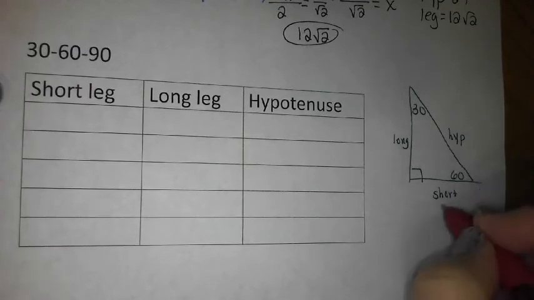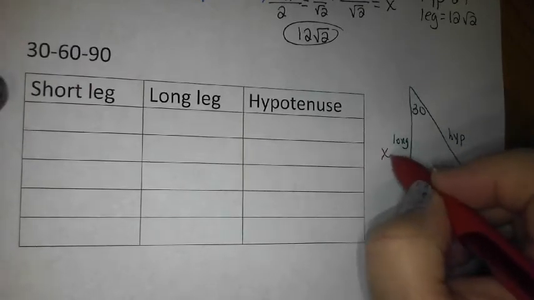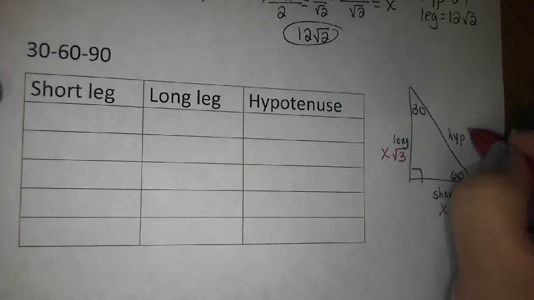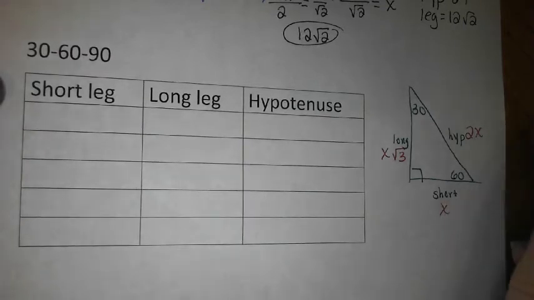The short leg we're going to call x. The long leg is going to be x root 3. And again, this is all in your formula chart, so you have it for reference. The hypotenuse is 2 times x. The hypotenuse is twice as big as the short leg.